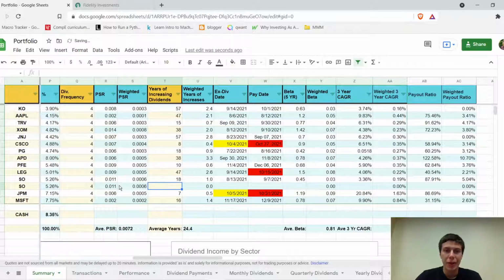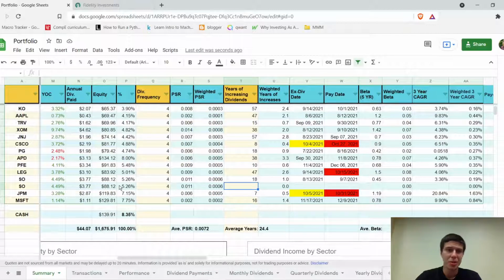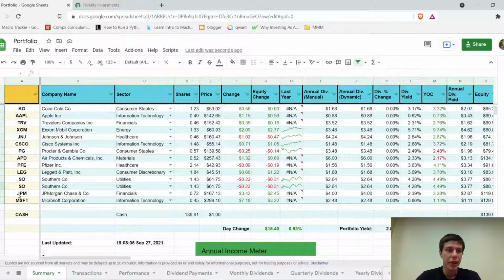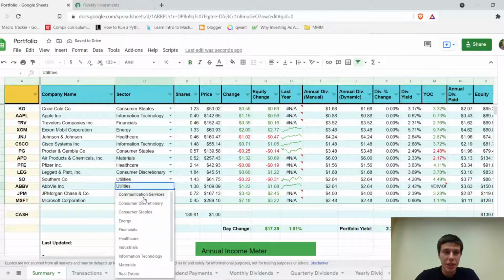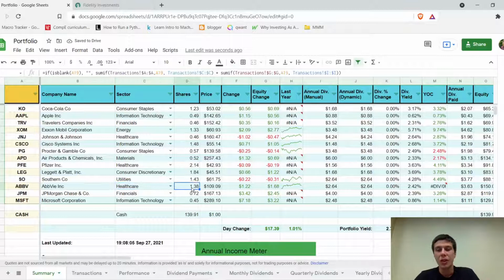add itself in there. And I'm not sure how many years of increasing dividends AbbVie has. I think it should be close to 45 or 50 maybe, or maybe it's closer to 25, I forget actually. And then we can go over here and change its name to ABBV, and then change it to be the healthcare sector, and that gives us our shares of 1.38 shares.